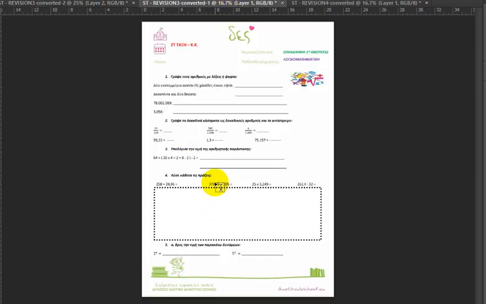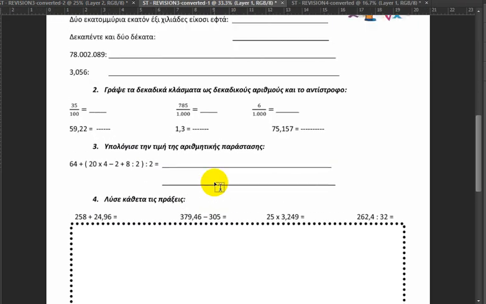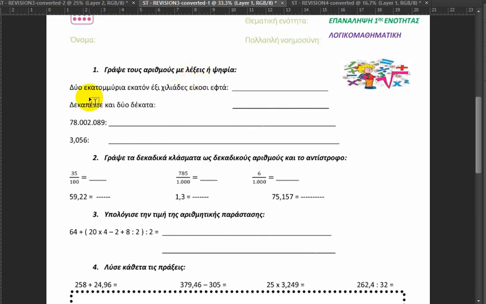Here, let's start from the beginning of the worksheet. Okay, we need to write these numbers that are written with words with actual numbers, and here we need to write them with words. So 2,160,027.